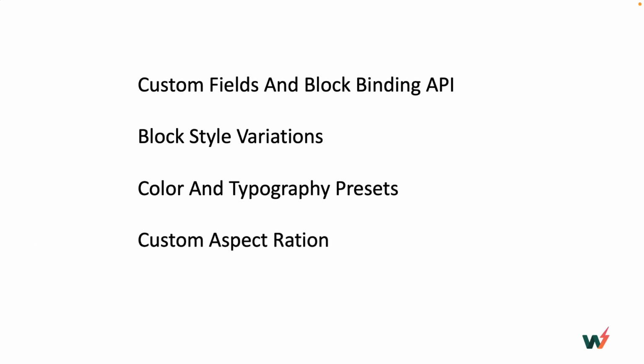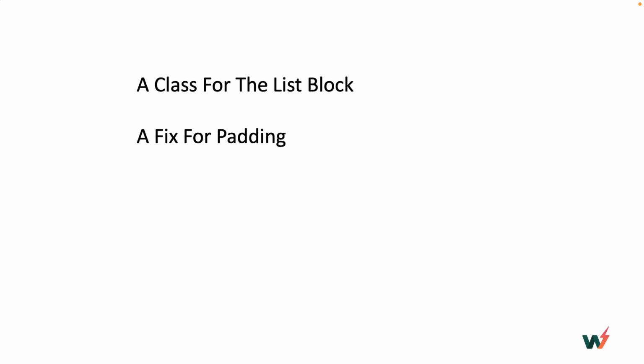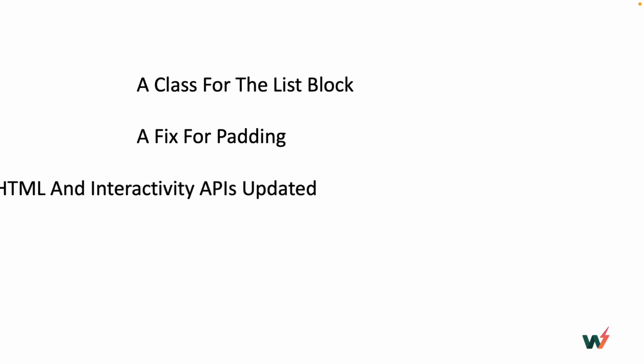There's now a really good way to add custom aspect ratios for images, the featured image, and the cover block image. There's a cleaner, more elegant, more efficient way of writing CSS now because of the revision in CSS specificity. We now have a class assigned to the list block, so it'll make lists a lot easier to style. We now have a fix for padding for child elements so that when they stretch to full width, they will stretch to the same dimension as their containing element.